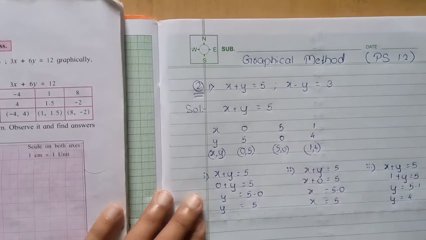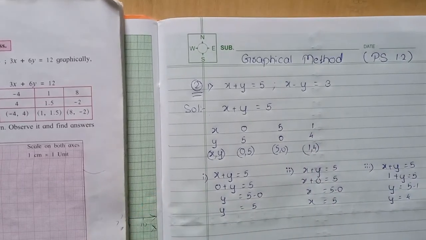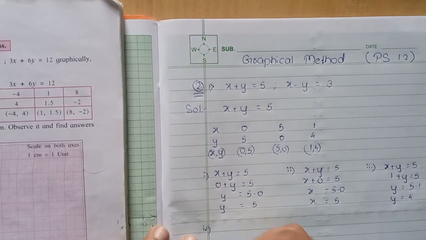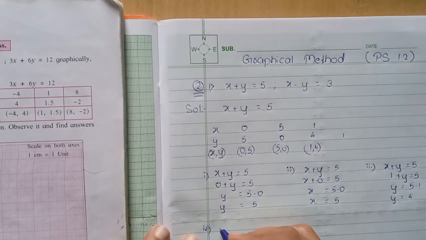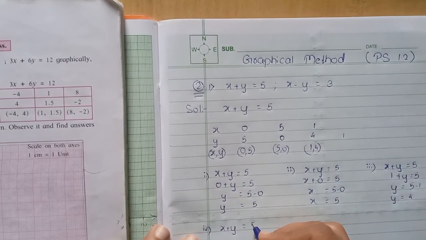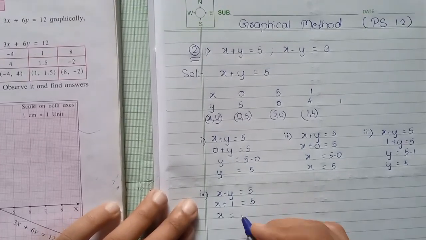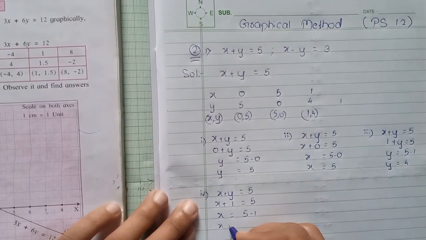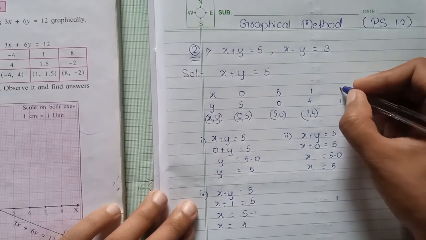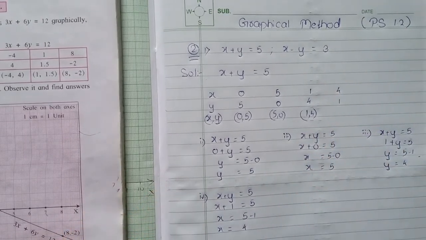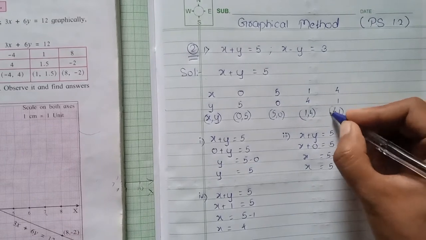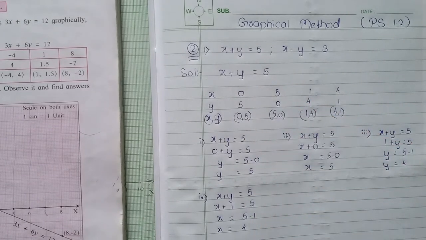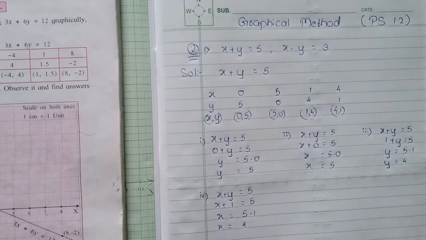We need one more point. We can plot a graph with 3 points, but it's safe to take 4 points. For the fourth point, suppose I take y as 1. X plus y is equal to 5. X plus 1 is equal to 5. X is equal to 5 minus 1. X is equal to 4. So we have our 4 points: 0 comma 5, 5 comma 0, 1 comma 4, and 4 comma 1.